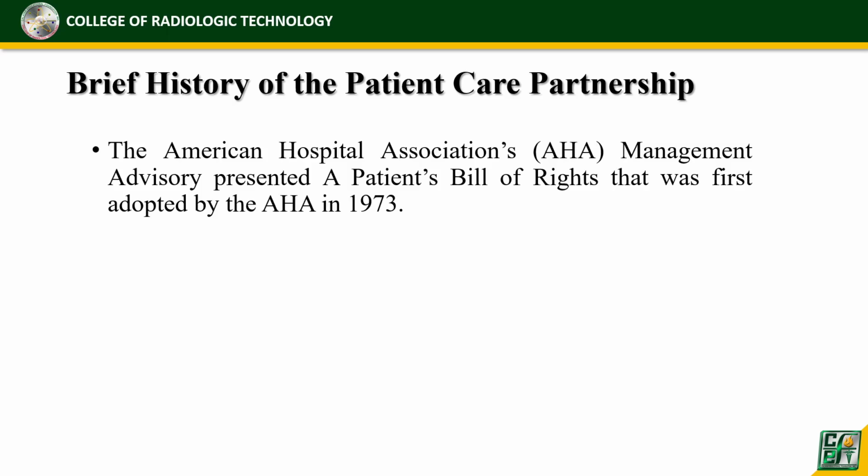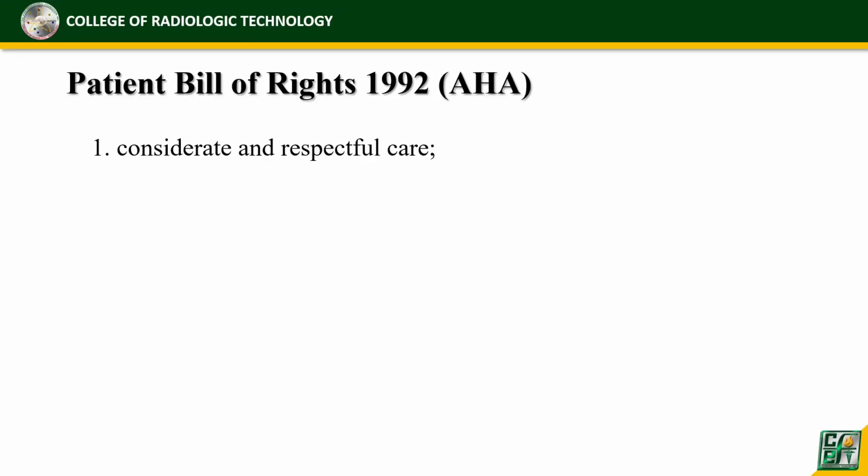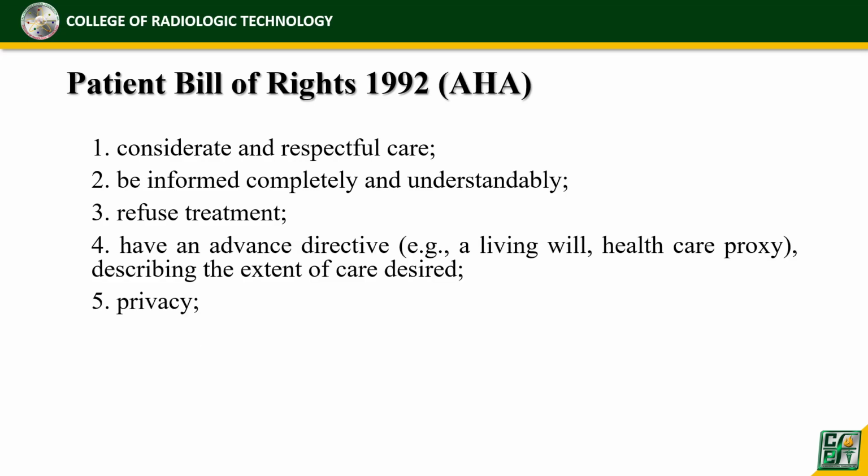The Patient Care Partnership started because of the American Hospital Association. Their management advisory in 1973 presented the Patients Bill of Rights. So this was adopted in 1973. This Patient Bill of Rights contains 12 to 13 rights. And then it was revised and approved by the American Hospital Association's Board of Trustees in October 1992.